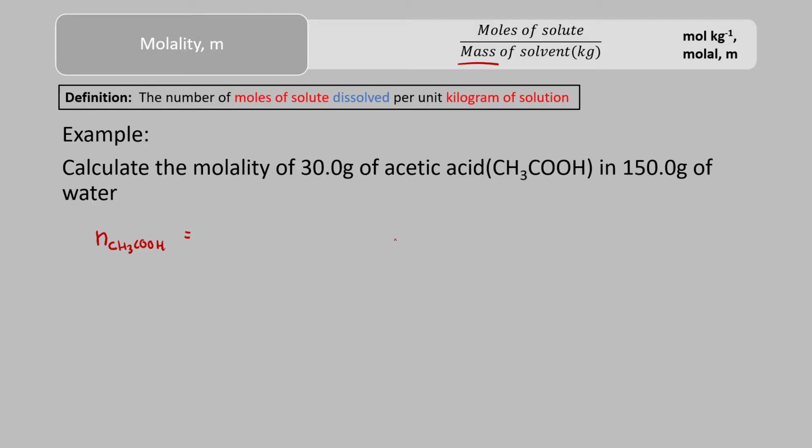Tolong cari how much, and then kita nak tengok macam mana kilogram. So molality is equivalent to moles of solute over mass of solvent. Alright. Okay, tolong cari moles. Tolong saya. Dah dapat ke? 0.5 mole. Yes. So it is 0.5 mole.